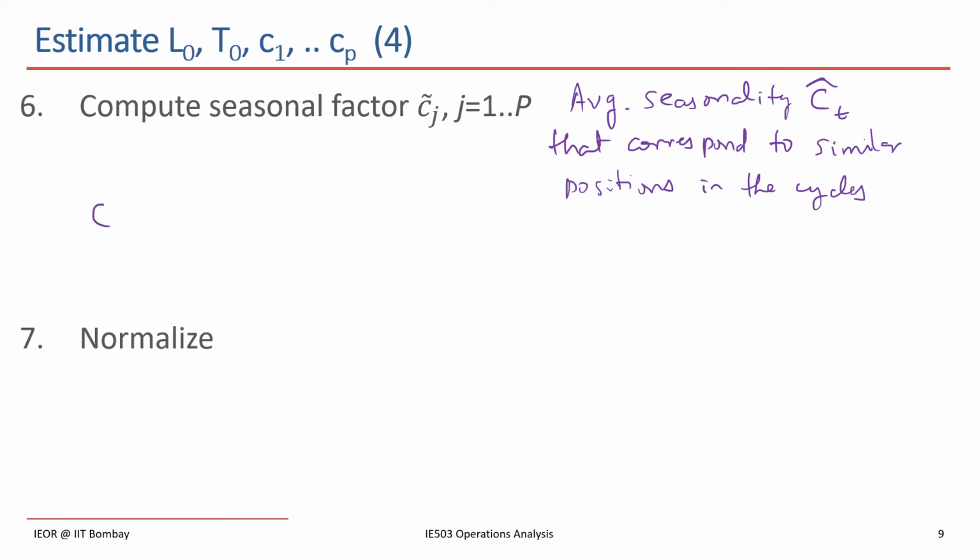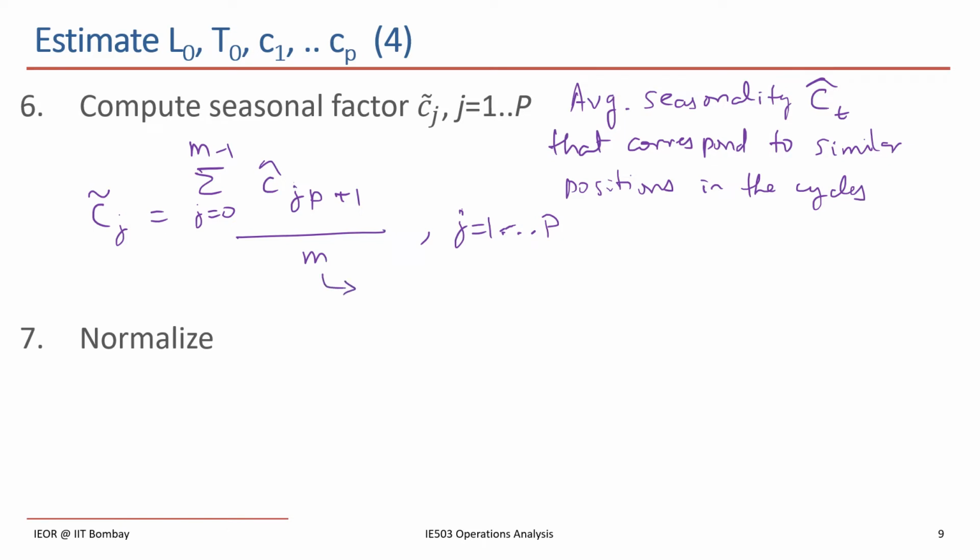To see it mathematically, we can see the expression C tilde of j can then be given as the sum over j equal to 0 to m minus 1 of C hat of jp plus 1, divided by m. This is for j equal to 1 to p. Of course, if you remember, m is the number of seasons.